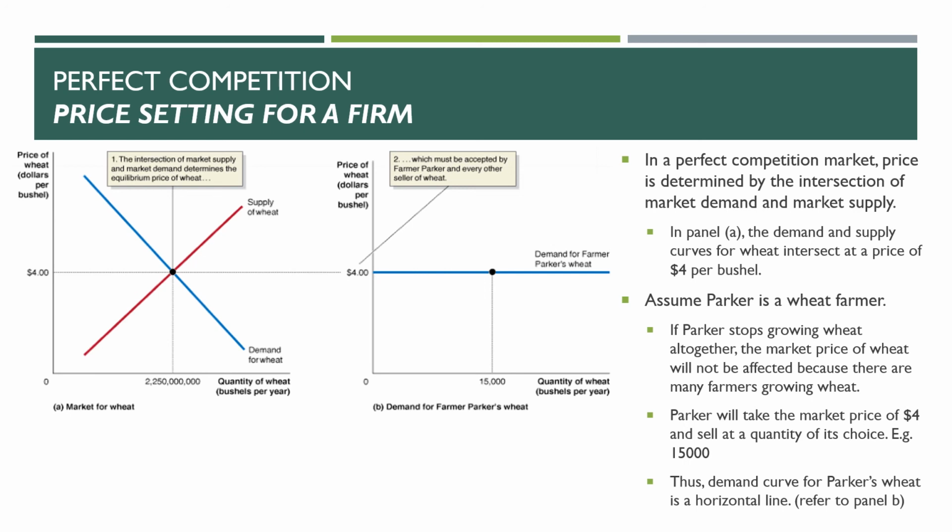Parker will take the market price of $4 and sell at a quantity of his choice. Therefore, the demand curve for Parker's wheat is a horizontal line, as shown in panel B. It implies that an individual firm in a perfect competition market has perfectly elastic demand.